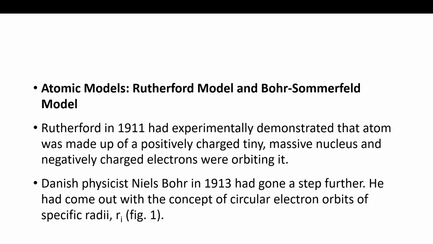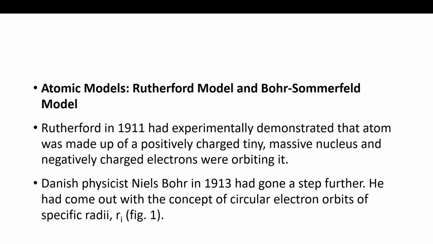Atomic models: Rutherford model and Bohr-Sommerfeld model. Rutherford in 1911 had performed a very famous experiment, the alpha scattering experiment, using gold foil, and he was able to show that the central part of the atom consisted of a positively charged nucleus, which contains most of the mass of the atom. Negatively charged particles, electrons, are orbiting it. So it was the beginning of the classical atomic structure model.